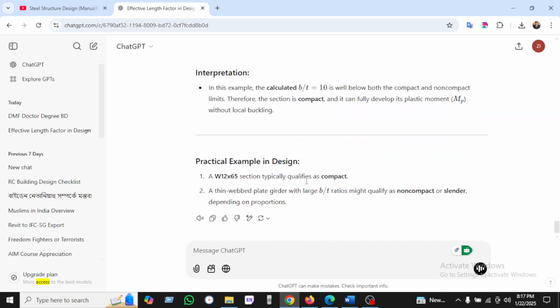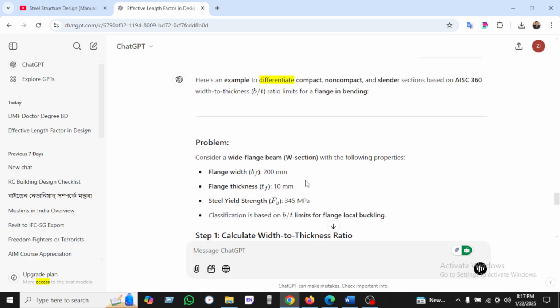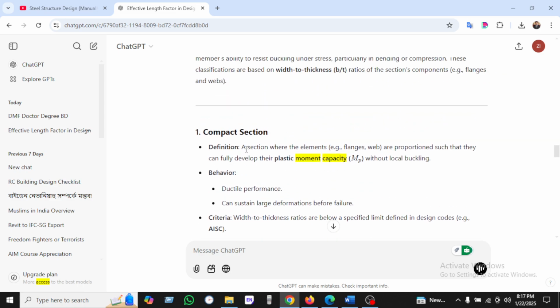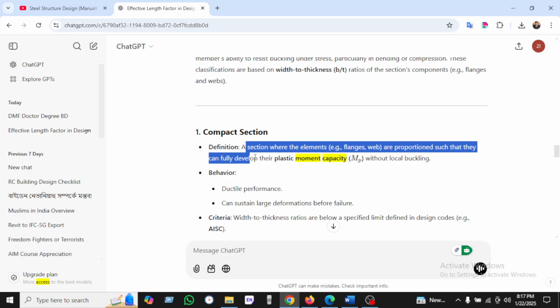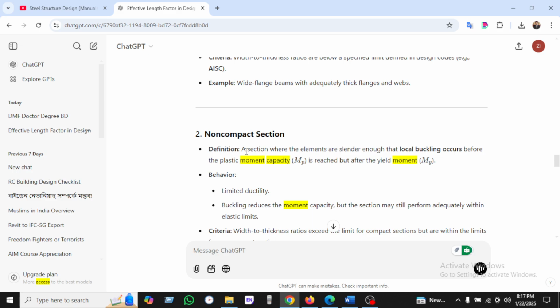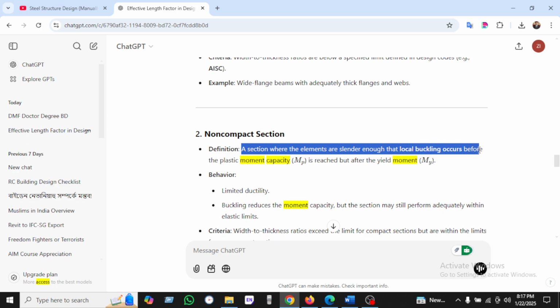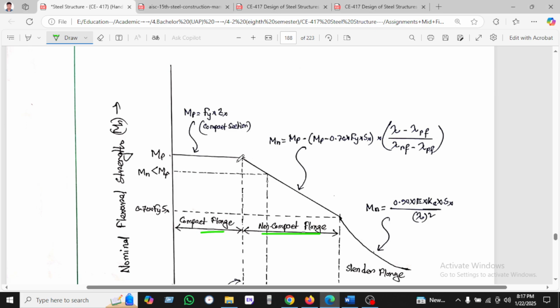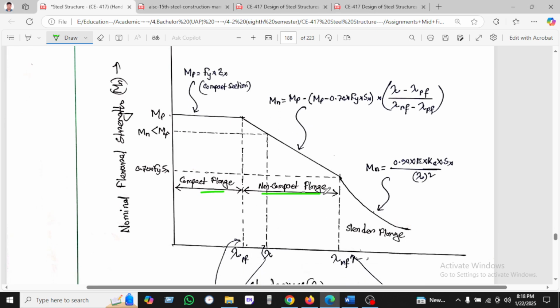Okay, so I'm revising here. Here are the compact and non-compact sections. The definition of a compact section is a section where the elements, flange or web, have properties such that they can develop their plastic moment capacity without buckling. On the other hand, a non-compact section is where the elements are slender enough that local buckling occurs before plastic capacity is reached, but after the yielding of moment. So here is a non-compact section with a slender flange.